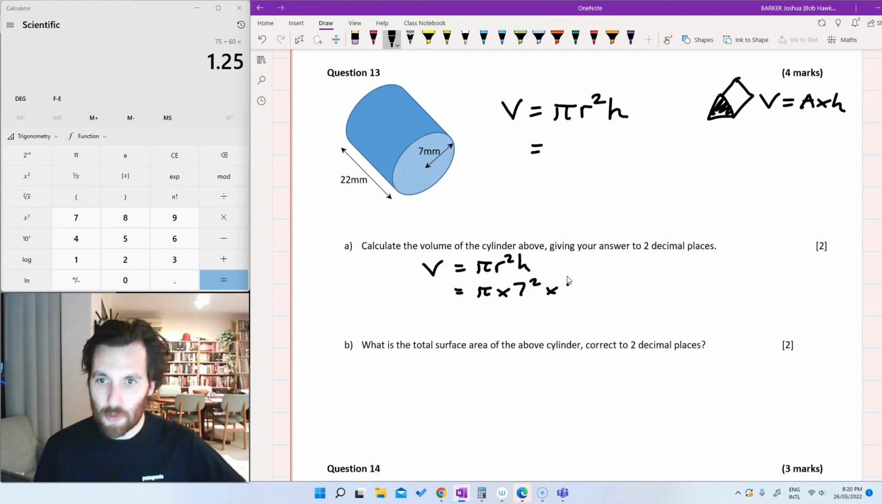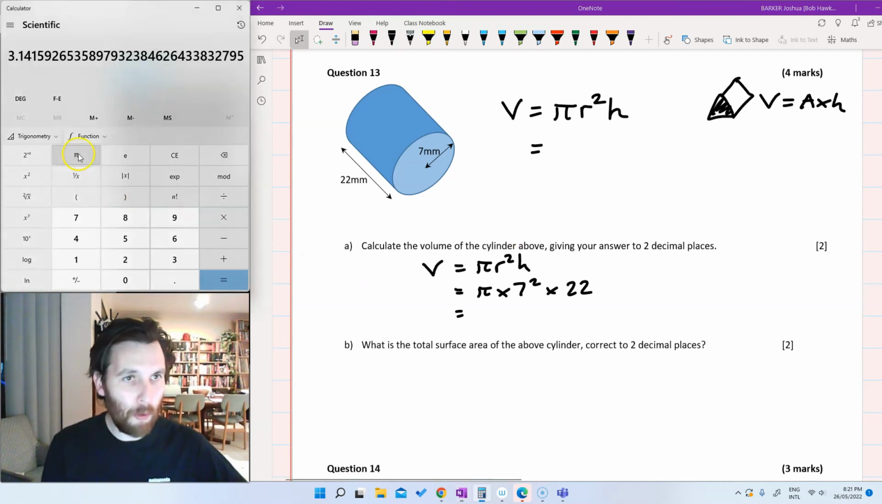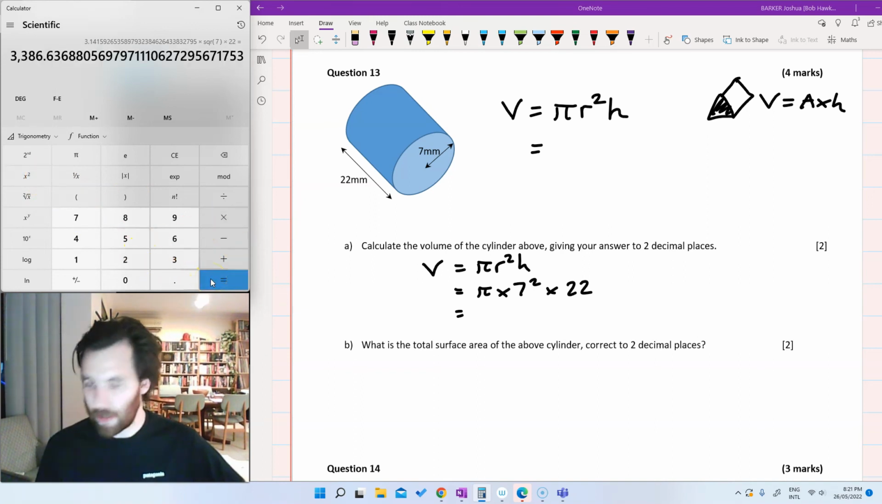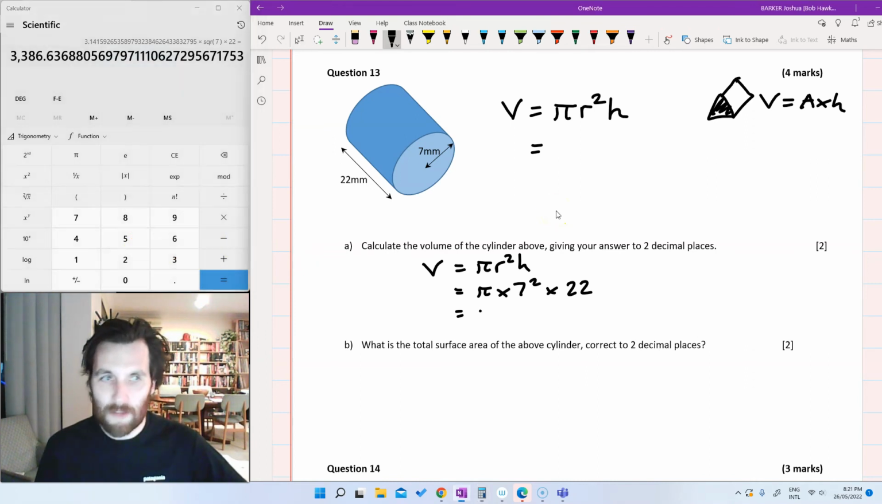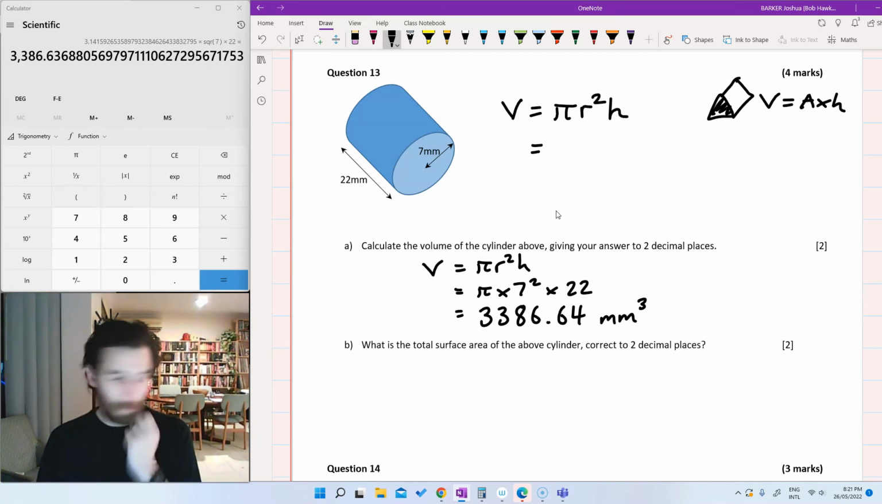squared times 22. And again, on your calculator, it will be important for you to know where clear all is, and where pi is. And again, you can't use your computer for this one. You have to use a scientific calculator. Okay, so that gives me a result of 3,386. And I'm rounding to 2 decimal places, 0.64. And my units are millimeters cubed because it's volume.